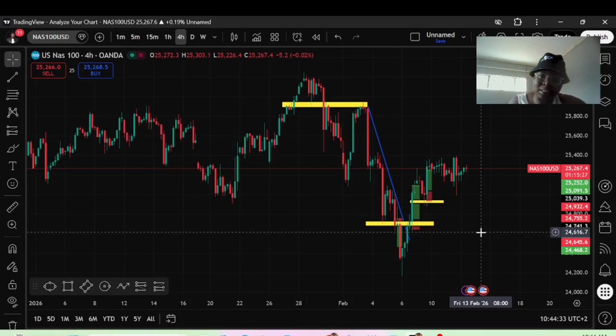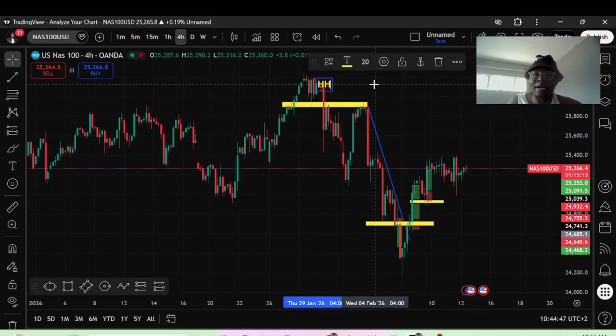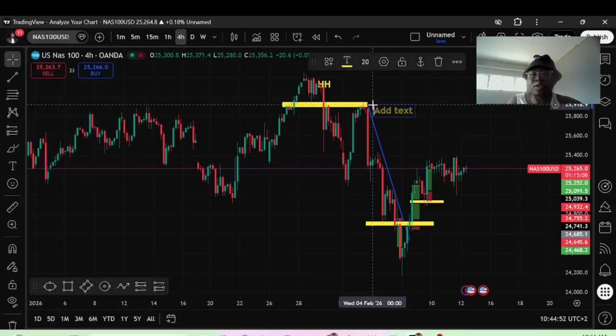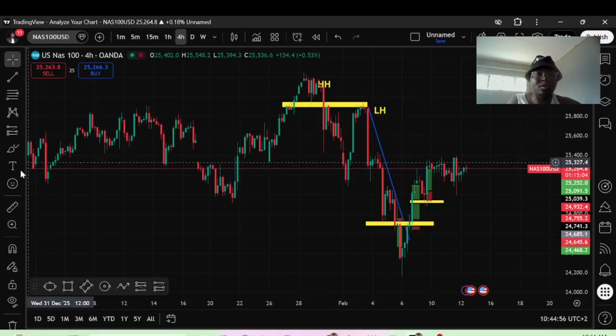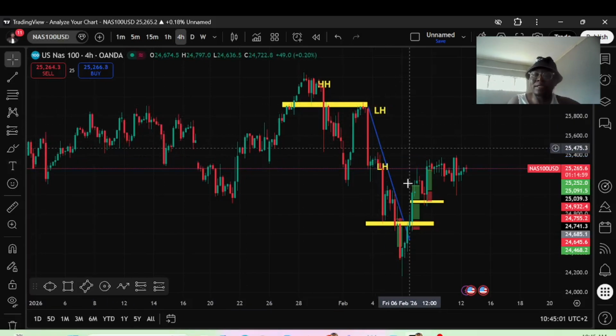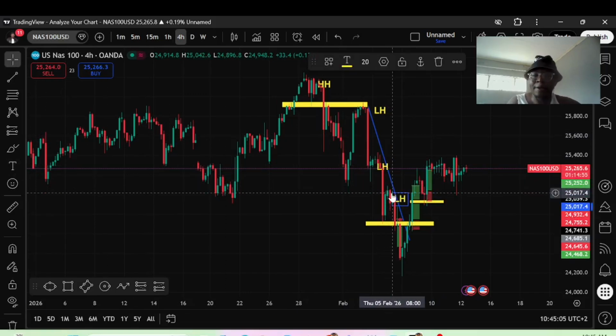So it's all about the highs. If the market is creating lower highs, the highs keep getting lower and lower, it means that it's a downtrend. For an example, this high here, we call it a higher high because it's the highest. This one will become a lower high. This one here will become another lower high. So the highs keep getting lower and lower. That means it's a downtrend. You understand what I'm saying? This is a lower high.